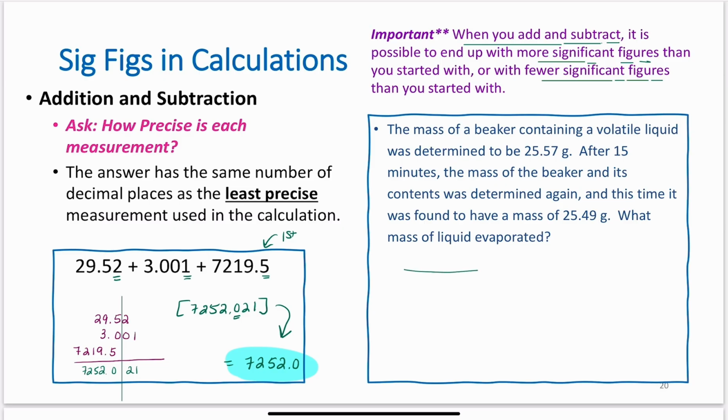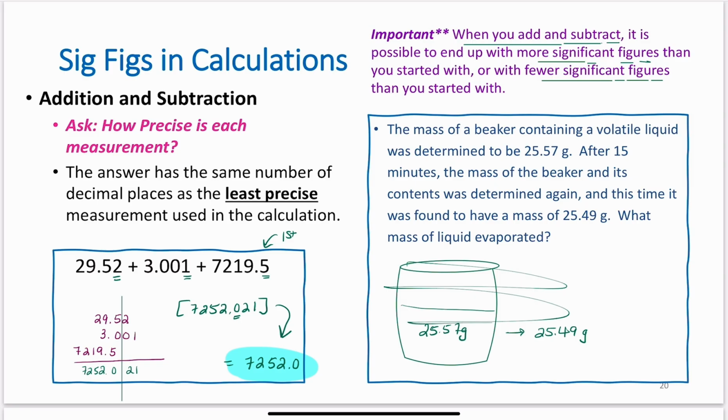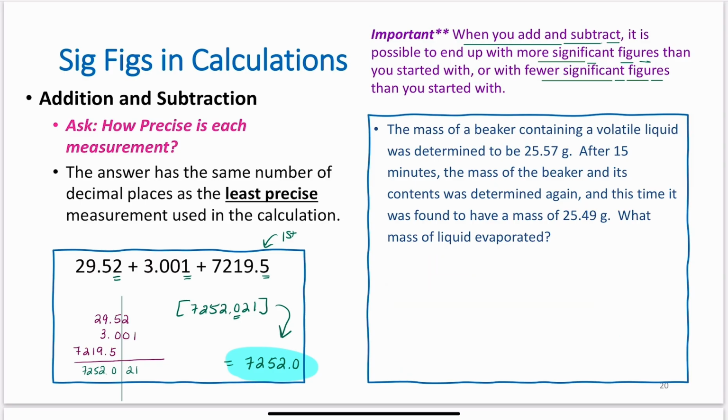Well, let's visually think about this. We had this beaker, okay? We have a beaker, and we have a solution in here, and the first time we measured it, it weighed 25.57 grams. Now I waited 15 minutes, and now the same system only weighs 25.49 grams. So that means that some of the liquid evaporated away. Some of the liquid escaped the beaker and is now in the gas phase. And that's what evaporated means. But I want to figure out what mass of liquid evaporated.